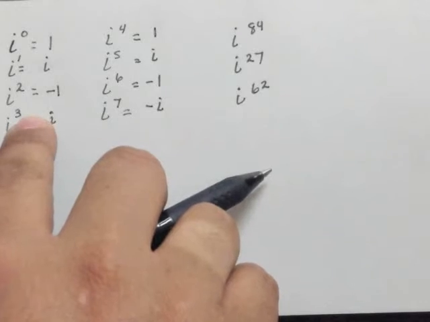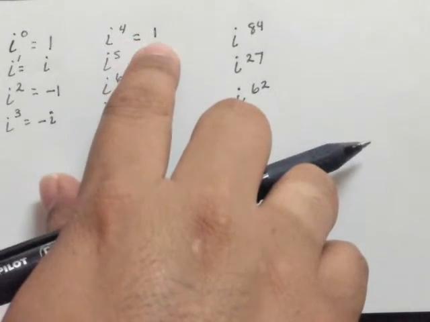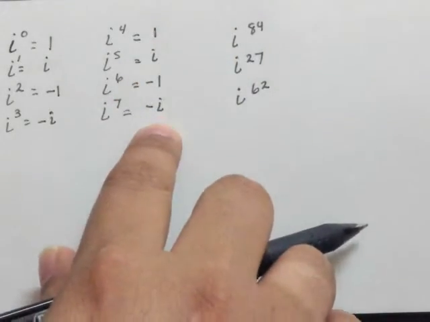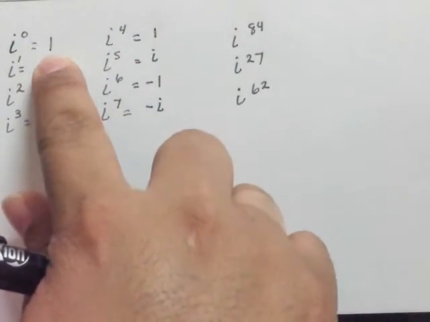And then i to the third power is -i. Then when we reach i to the fourth power, we get 1 again, and then the pattern continues. So 4 seems to be the key here. Every fourth one will actually be a positive 1.